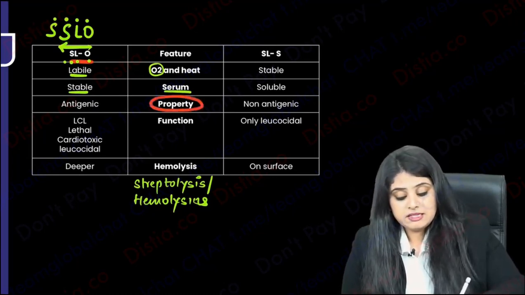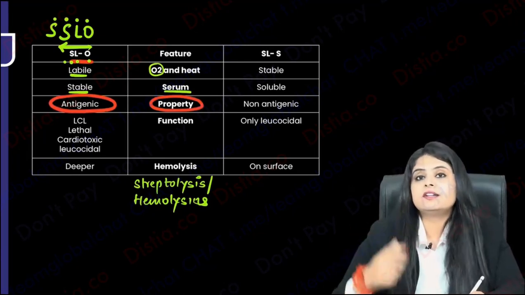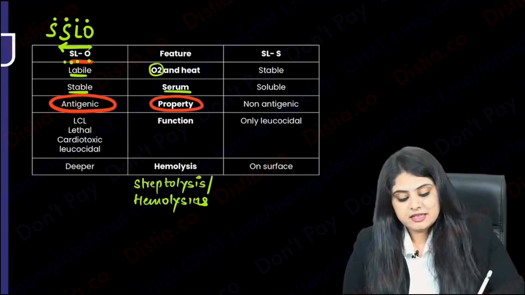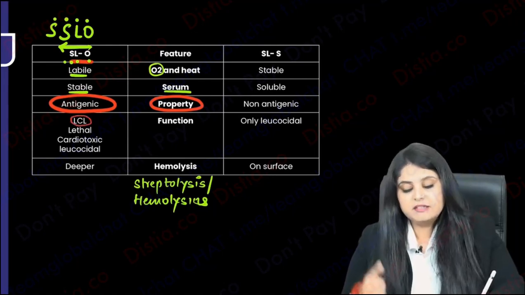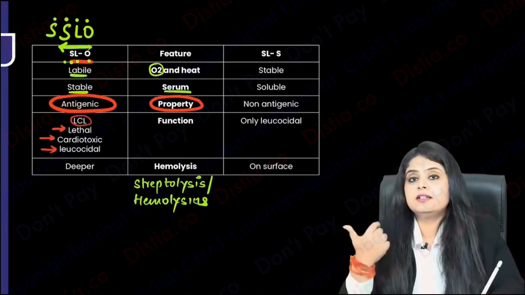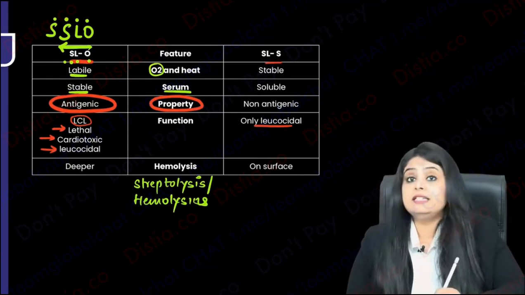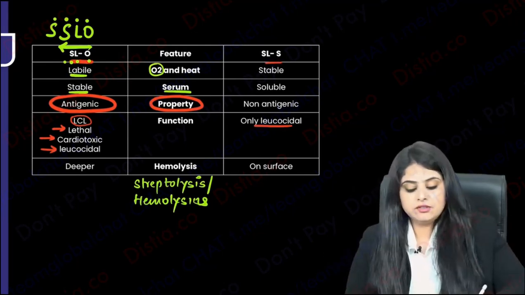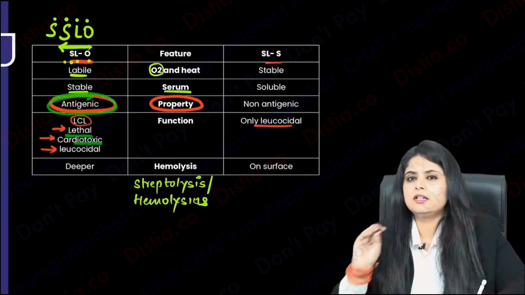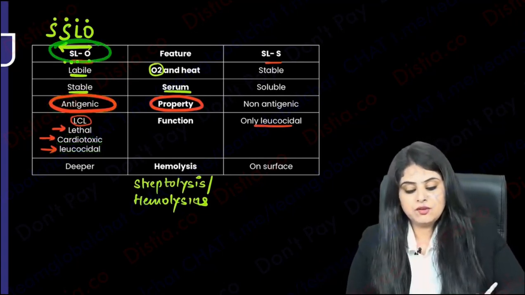What is the property? This slow one, as I said, slow and steady will win the race. This is the one that is antigenic. This is the one that is LCL. LCL means it is lethal, it is cardiotoxic, it is leukocidal. The SLS is only leukocidal, not lethal. Like I said, which is going to win the race? Which one will be antigenic, which one lethal, cardiotoxic, leukocidal? Slow and steady will win the race. So the slow one can do all of this.